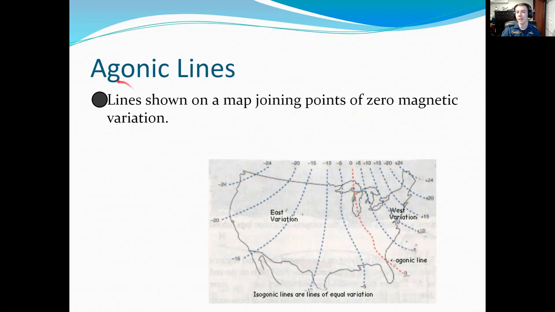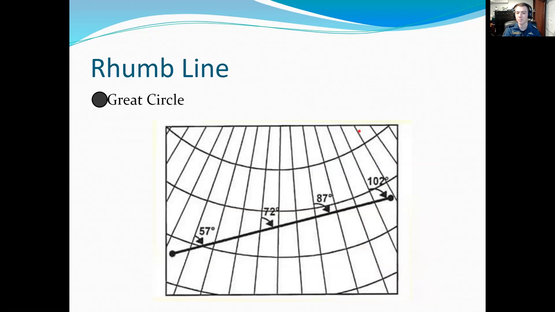So here, agonic lines, I already mentioned, it's this red line here. If you're following that, there is no variation along them. And you'll notice that it's actually not a perfectly straight line. Even if you were talking about great circles and stuff, it does make bends and turns. That doesn't matter because this is where the magnetic fields aren't interacting with it, or they're interacting in such a way that both directions cancel each other out.